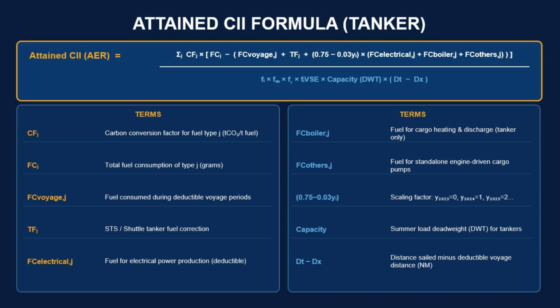The term 0.75 minus 0.03 Y determines how much of electrical, boiler, and other fuel consumption is deductible. Capacity is summer deadweight. Distance is total distance minus deductible distance. Thus, CII essentially measures carbon emissions per unit transport work.